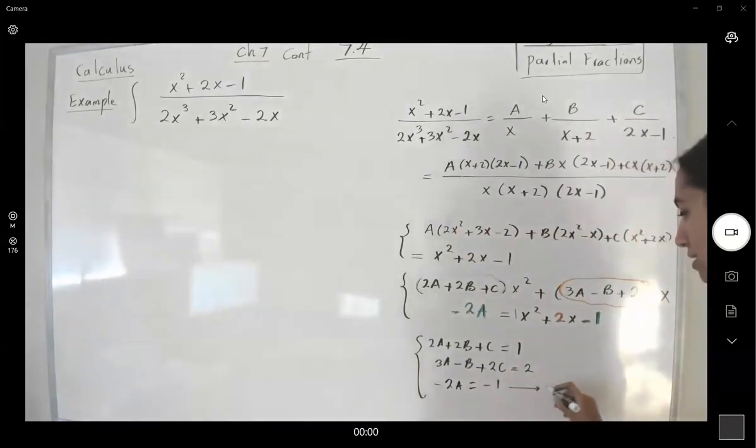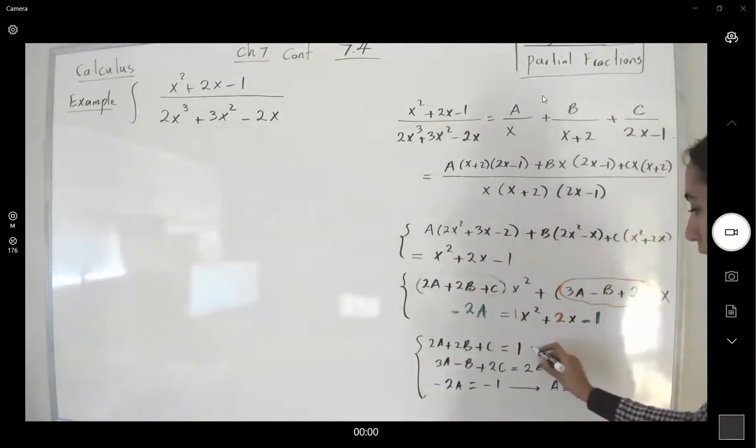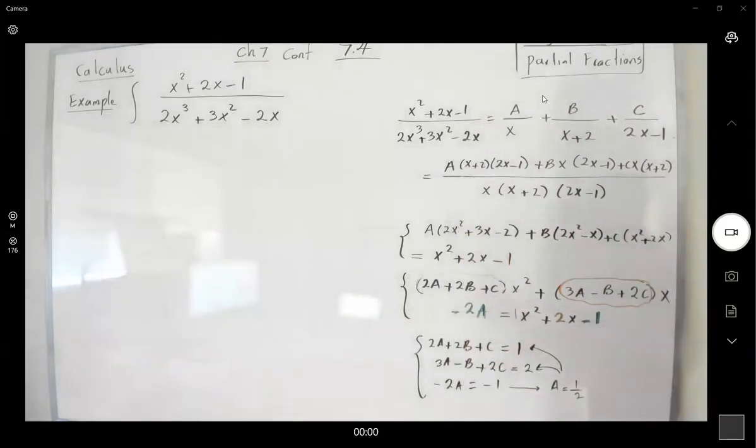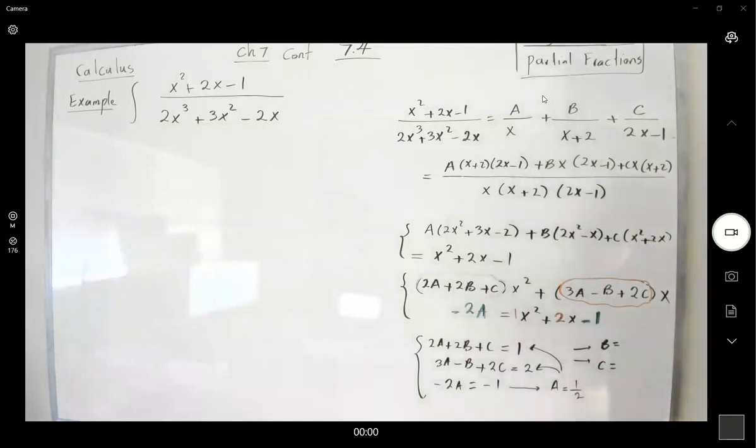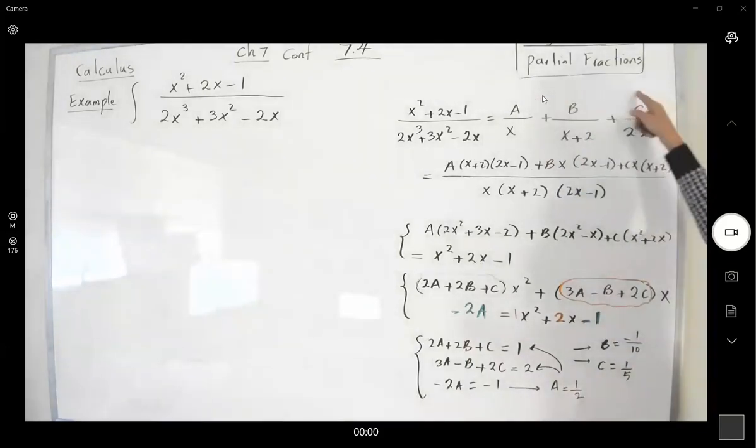By solving the last line, a is a half, then we substitute a into equation 1 and 2 and solve for b and c. So our b is equal to negative a tenth, and c is 1/5. So that's how we calculate a, b, and c.